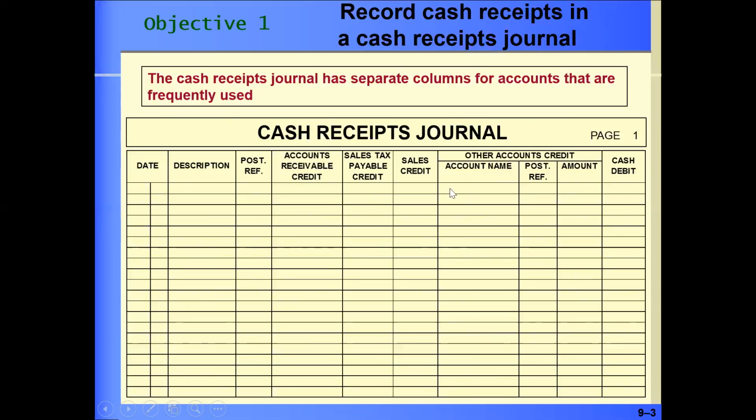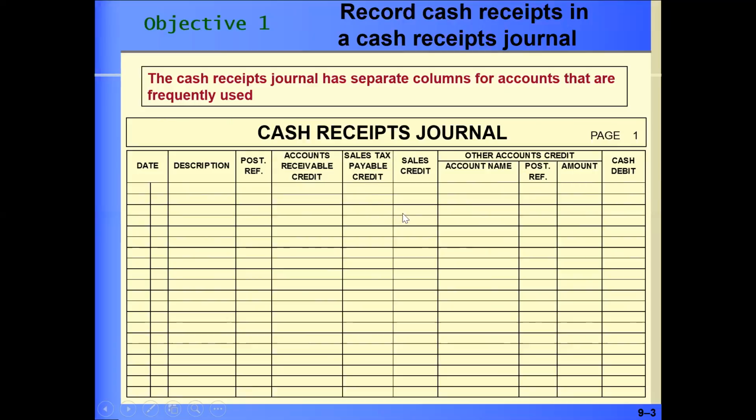Now, on the credits on this form, we're going to receive cash because someone perhaps paid their accounts receivable off. So they gave us a check to pay us because they have an amount due from a sale. So, and we put that into accounts receivable. So accounts receivable will be credited, reducing it, and cash will be debited.